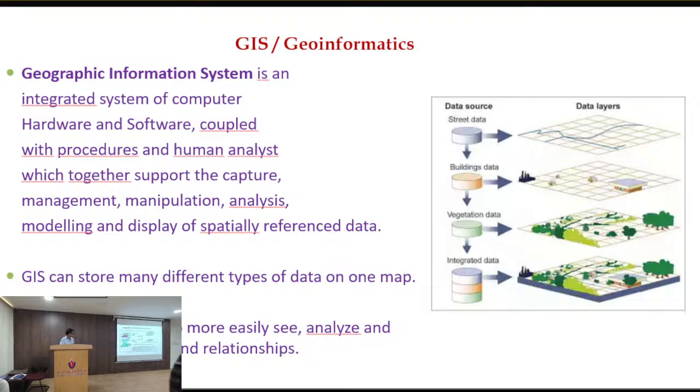So this is a simple process. These are the GIS layers. This is one road layer. This is some vegetation. This is some water body, and this is some collection. So this is the real-time earth feature. This real-time earth feature is segregated into different layers.